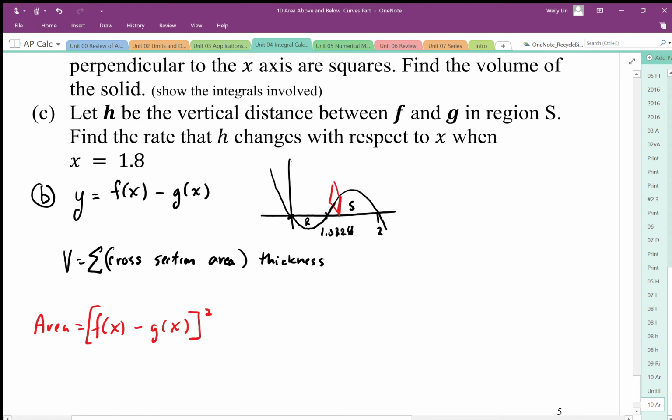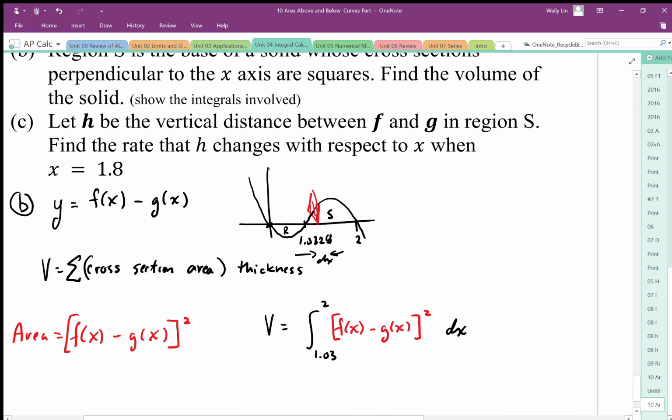If I want to find the volume, I'm going to use an integral. The total volume is going to be the integral from the lower bound to the upper bound of the cross-sectional area, which is f of x minus g of x, squared. That gives me the square area in here. Then I multiply that by the thickness dx, and I'm going to integrate all those slices from 1.03 to 2. This integral will give me the volume.